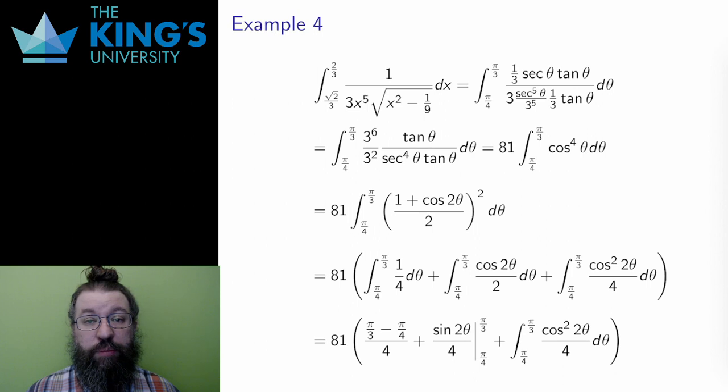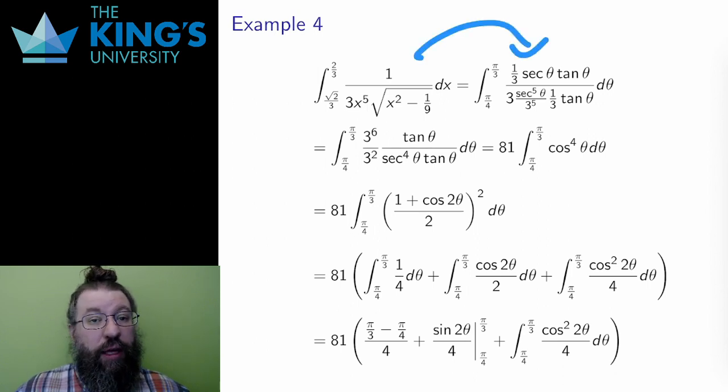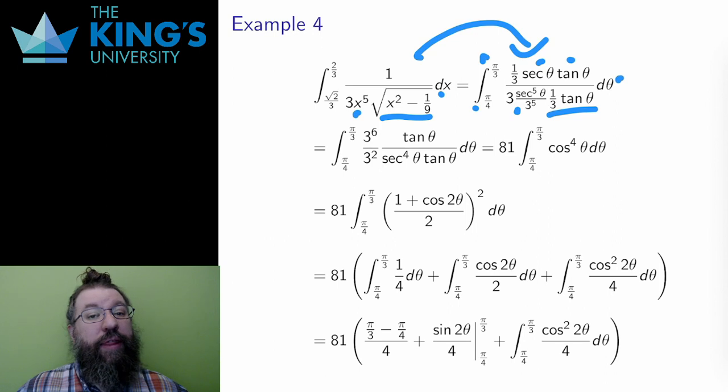Here are those replacements. The bounds are changed to pi over 4 and pi over 3. The dx becomes 1 third secant theta tan theta d theta. The x to the 5 becomes secant to the 5 theta over 3 to the 5. And the square root term becomes 1 third tan theta. Then I have to simplify this.